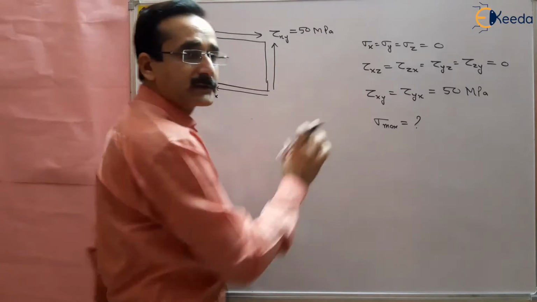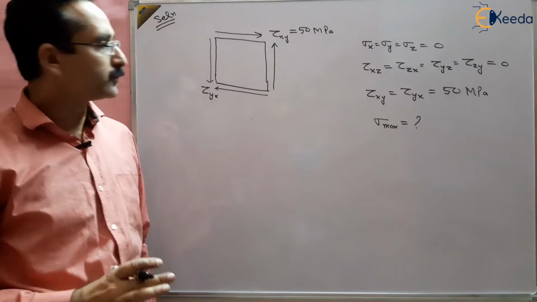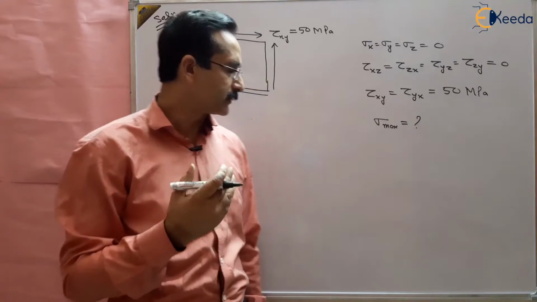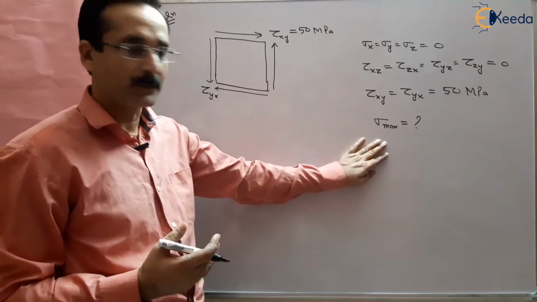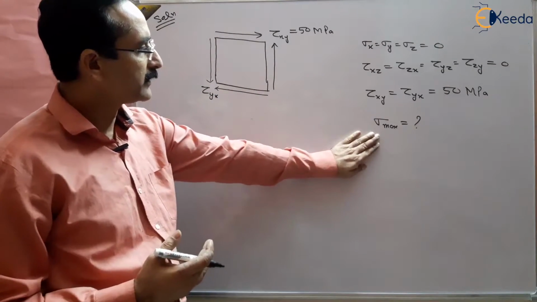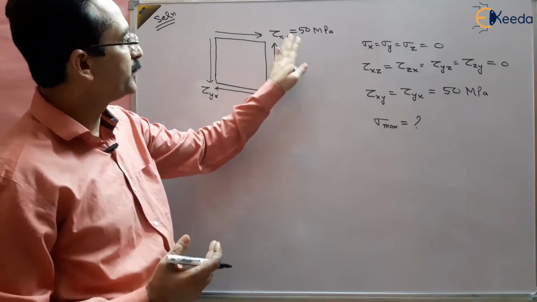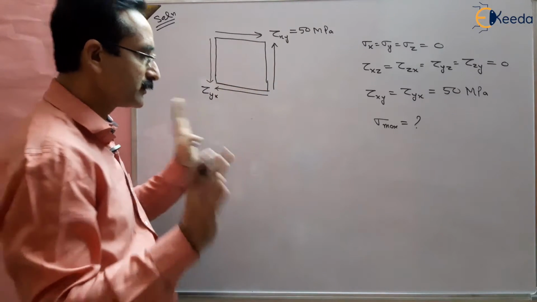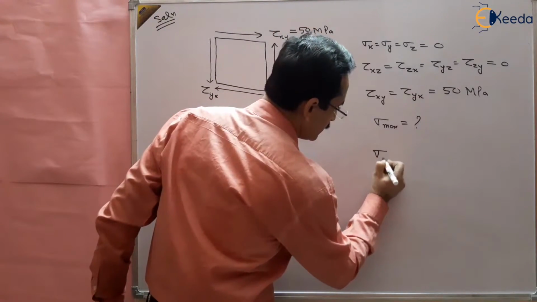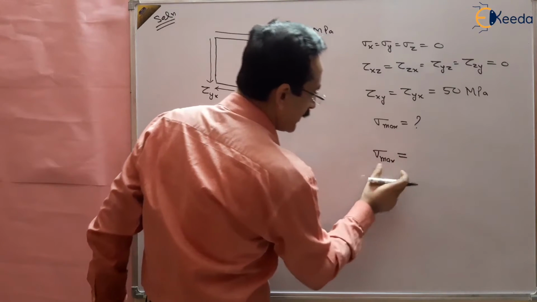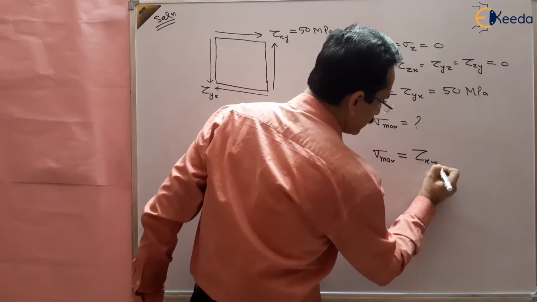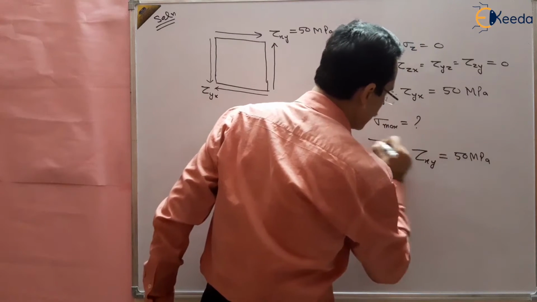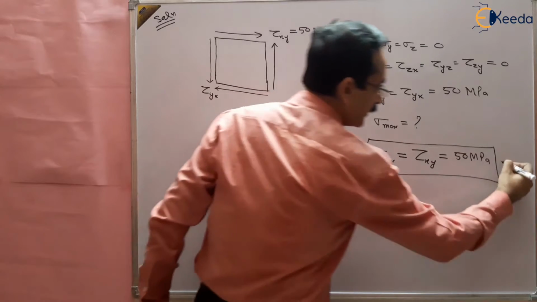And we have to find out the maximum normal stress in the element. So how to find it out? You have already studied in the principal stress chapter that when there is only pure shear, the maximum normal stress is equal to the shear stress. This should always be remembered, that sigma max will be equal to tau xy or tau yx. This is the direct answer, basically 50 megapascal. We should remember this fact.